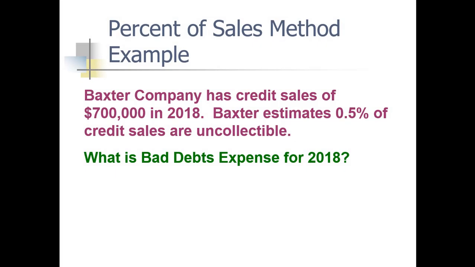So let's look at an example here. It tells me here that Baxter Company has credit sales of $700,000 in 2018. Baxter estimates that 0.5% of credit sales are uncollectible, and it just wants to know what is bad debt expense for 2018.